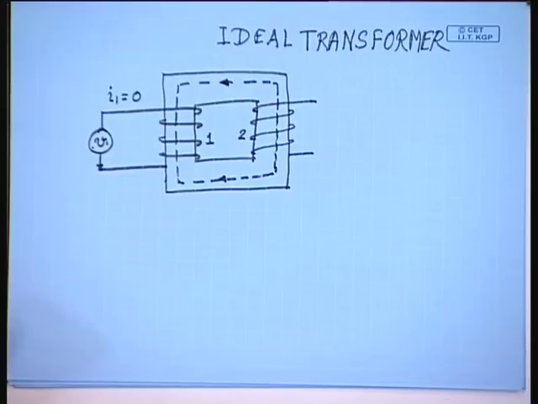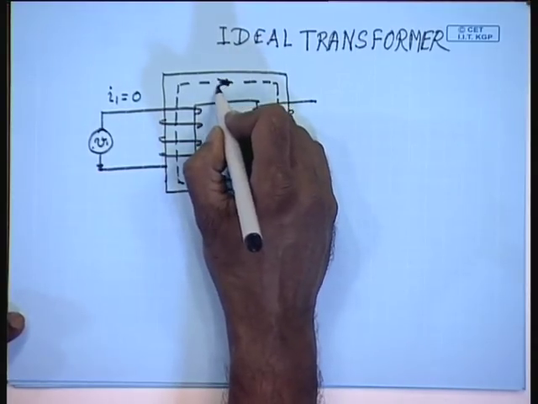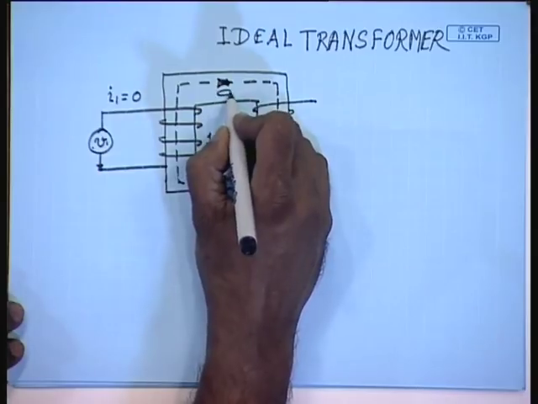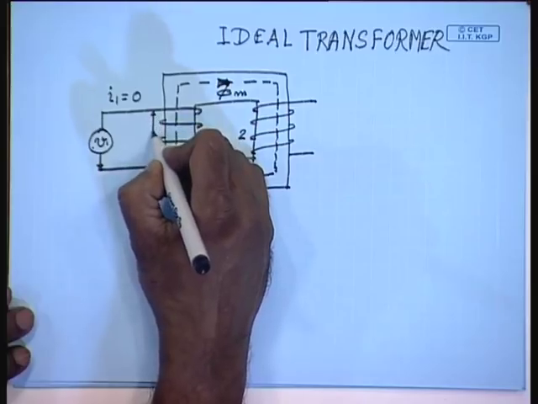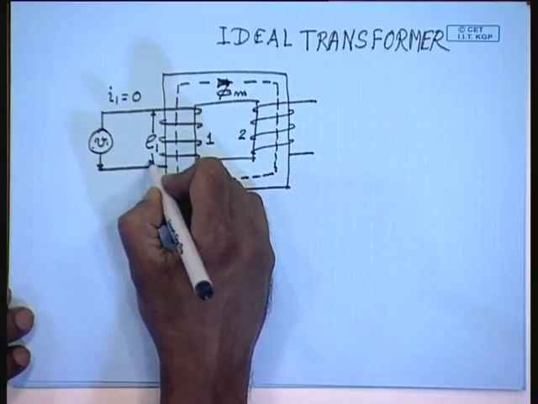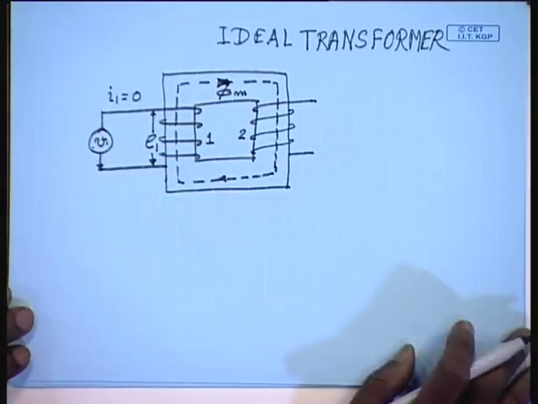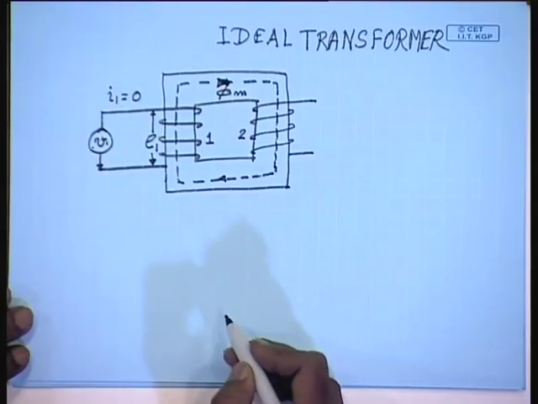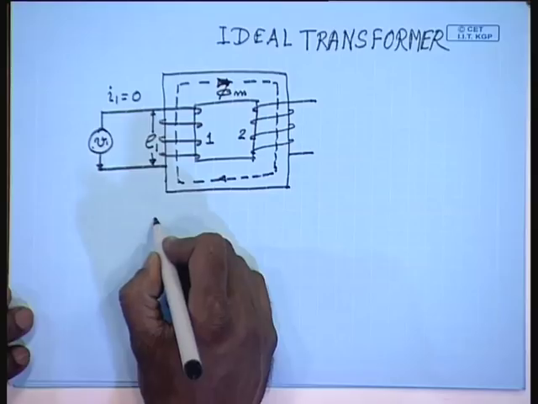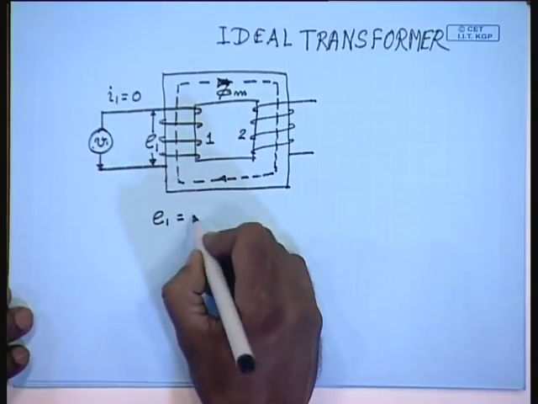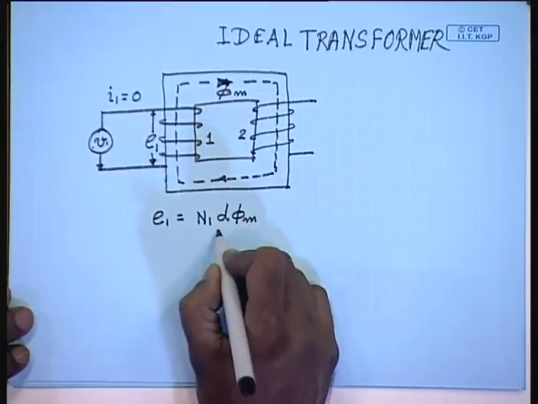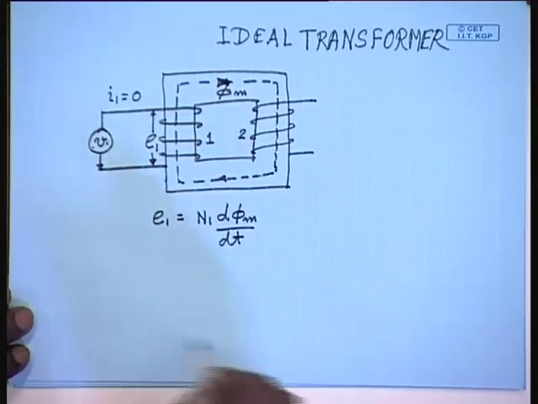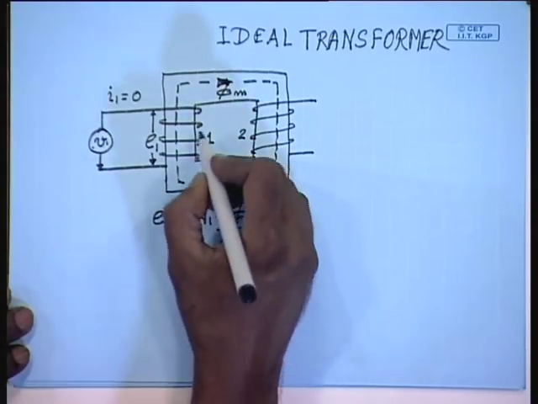Then we should also conclude that the voltage induced across coil 1, E1, must exactly balance the applied voltage V1, so that the current is 0. Now, by Faraday's law, E1 is given by N1 d phi m by dt, where N1 is the number of turns of coil 1.